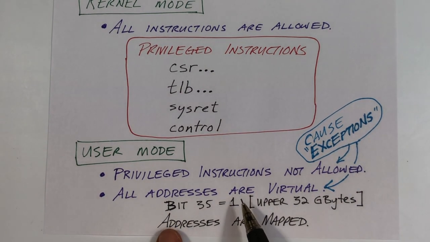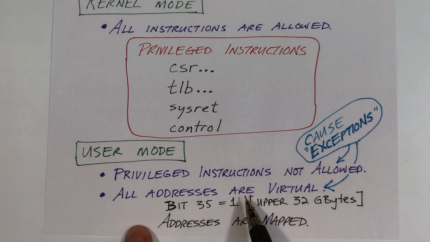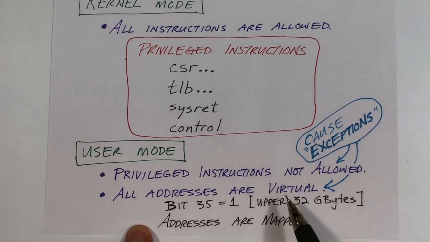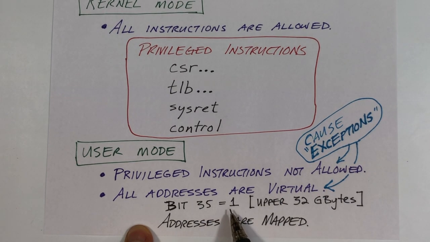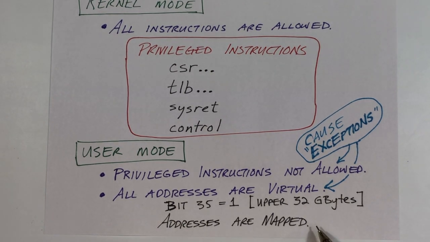Furthermore, the addressing is controlled by the mode. In user mode, all addresses are virtual. Bit 35 of the address must be a 1. That is, it must be an attempt to access something in the upper 32 gigabytes. And any attempt to use an address where bit 35 is 0 will cause an exception. All addresses are therefore mapped when running in user mode.